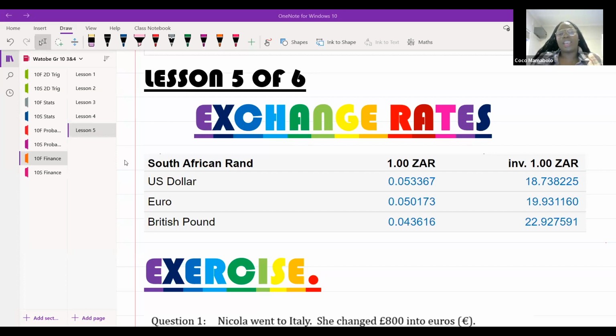So what you guys are looking at on the screen at the moment is the US dollar, the euro, and the British pound exchange rate today. I snipped this from today's exchange rate. So at the moment, for every 18 Rand and 74 cents, I can get $1. So if I want to buy one USD, I have to spend 18.34 Rand.